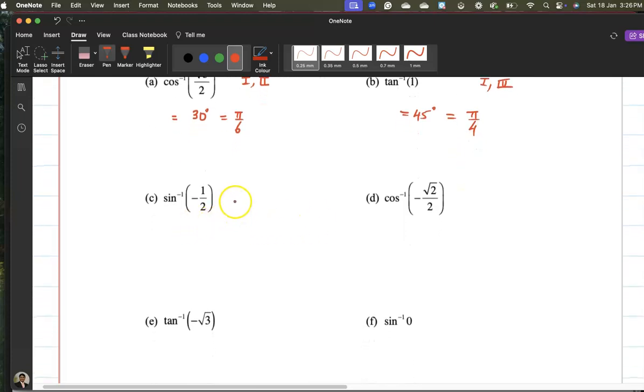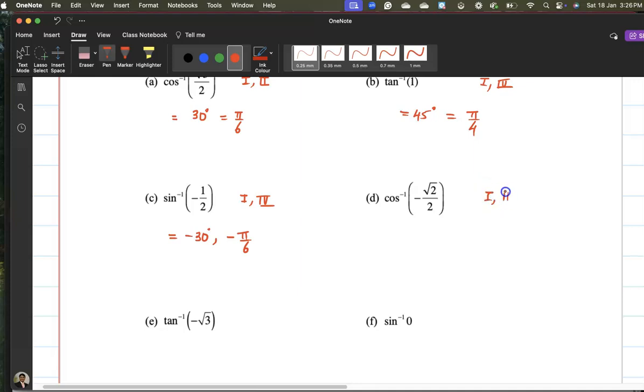Now sine inverse of half. Sine will be which quadrant? Sine would be 1 or 4. And half is sine of 30. So minus 30, or minus pi by 6. Perfect. That's how your calculator will give it, because of the domain restriction. Right. Makes sense.